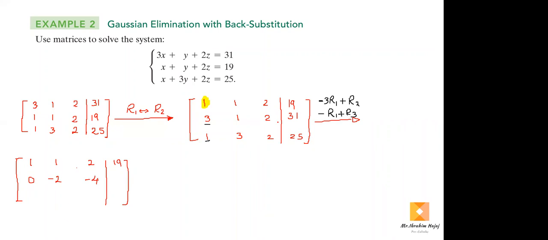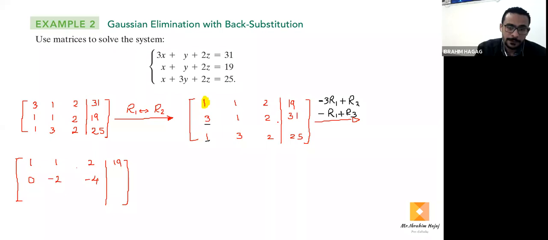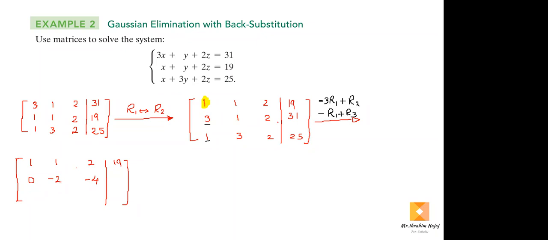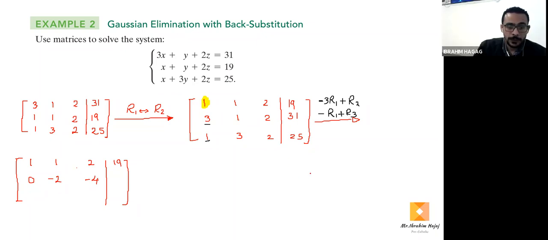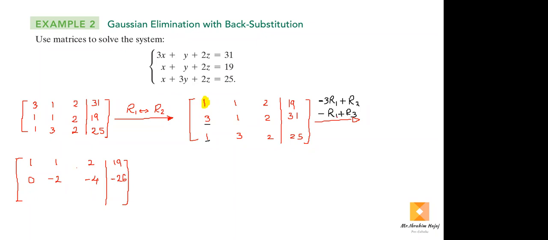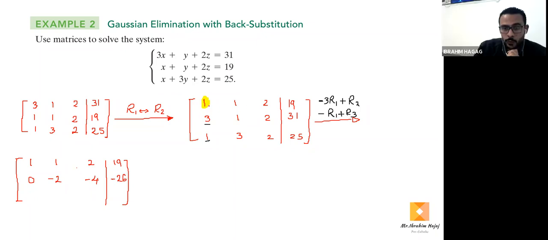Yes, 19 times 3 is 57. Negative 57 plus 31 equals negative 26, right? Take care. Negative 26 instead. Yes, right. Multiplying the first row again by negative 1 and adding to row 3.